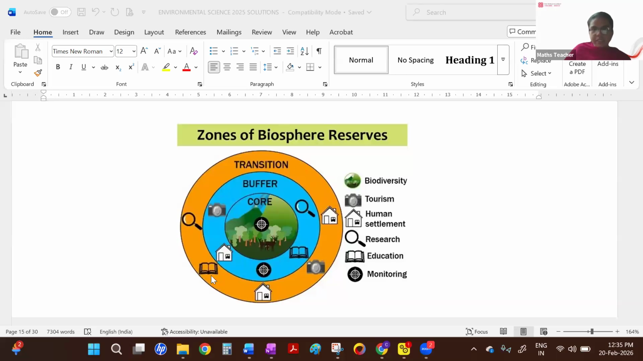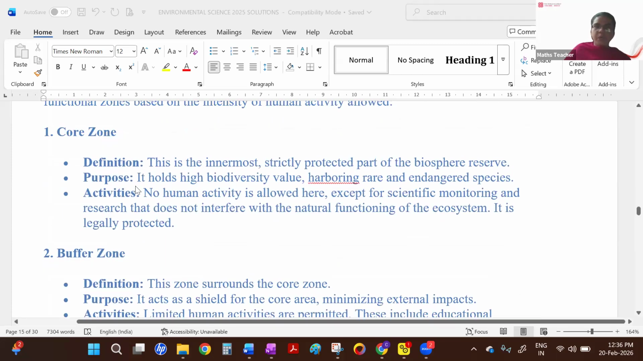And then the transition zone is the last zone where sometimes people will be allowed. People will be allowed to live there, and they can also do some research and take photographs and all of these things. But the core zone, nobody can enter. So what is the core zone?